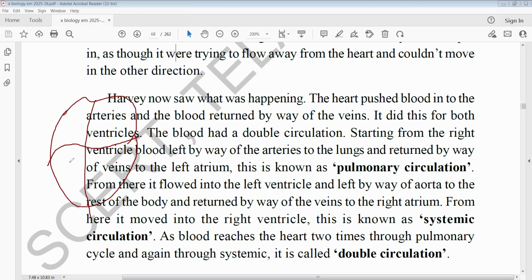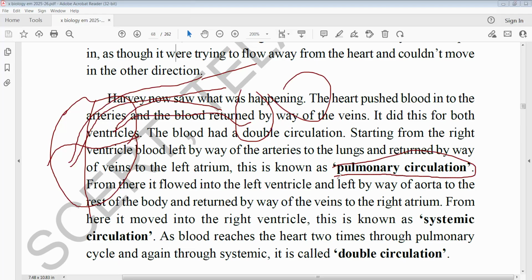So the blood present in the right ventricle goes to the lungs by the pulmonary artery. In the lungs the blood is purified, and the oxygenated blood comes by the pulmonary vein into the left auricle. So for purification, the heart sends deoxygenated blood to the lungs. That is the reason the human heart is called the pulmonary heart. That circulation is called pulmonary circulation.